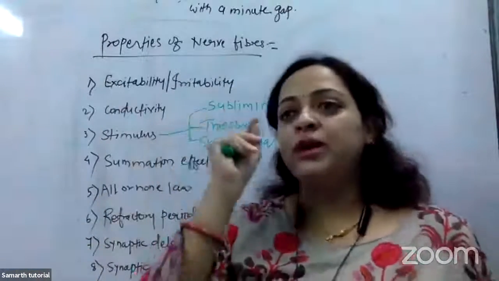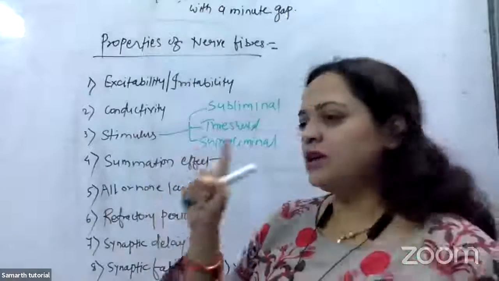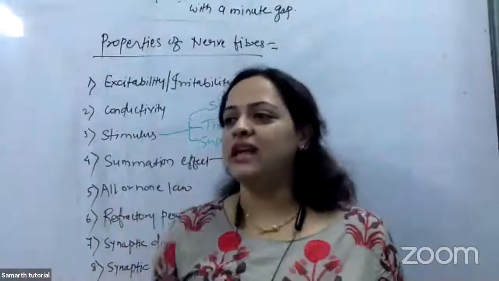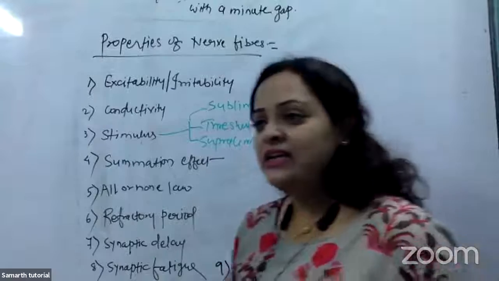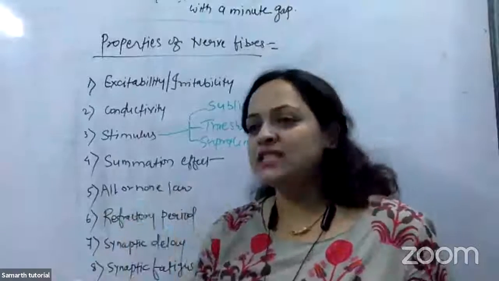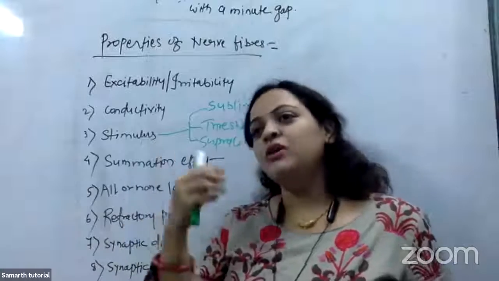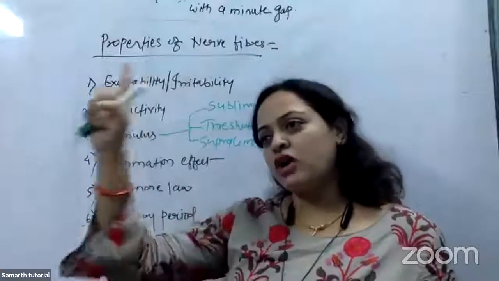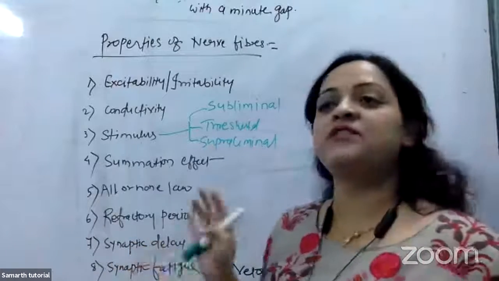0.3 to 0.5 milliseconds. That much little time is taken by the neurotransmitter to transmit the impulse, and that is called the synaptic delay. And synaptic fatigue is when the neurotransmitters are exhausted. Exhausted means no neurotransmitters are being secreted by the Nissl's granules. At that time, the synapses are short of neurotransmitters and the impulse cannot be carried across the synapse. That is called synaptic fatigue.